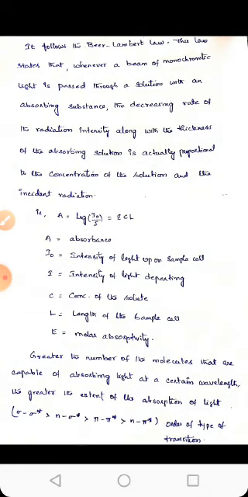So up to now we have learned about colorimetry, atomic absorption spectroscopy, atomic emission spectroscopy, and next UV visible spectroscopy: the principle and applications of each. In the next video we will go through the chromatographic techniques.